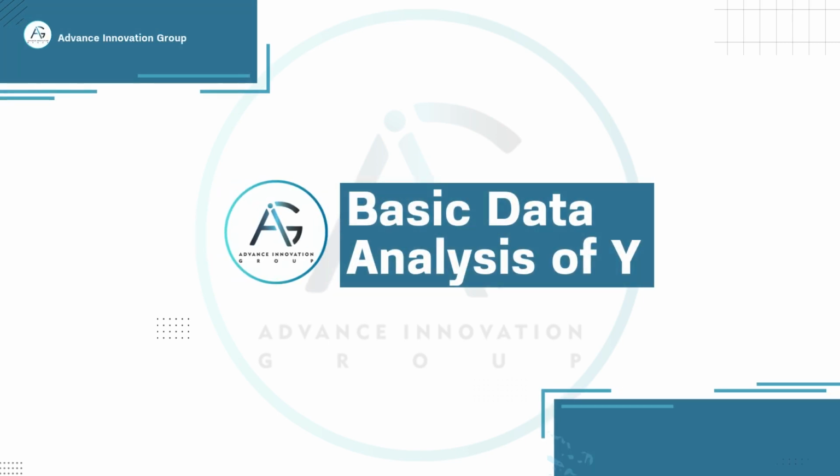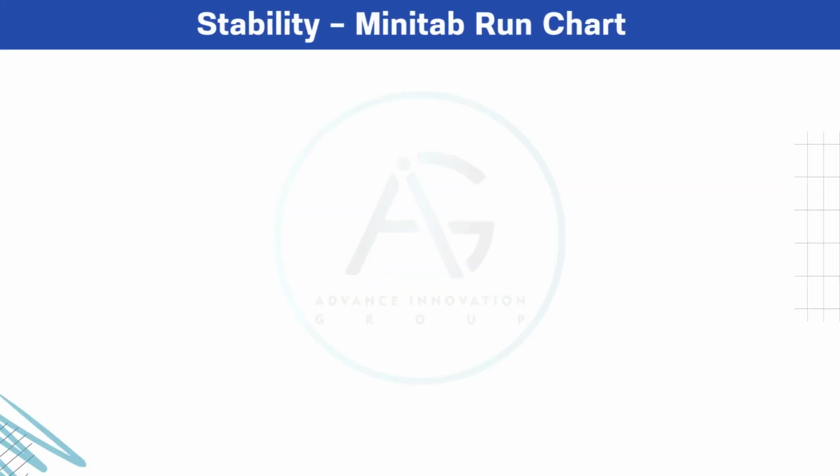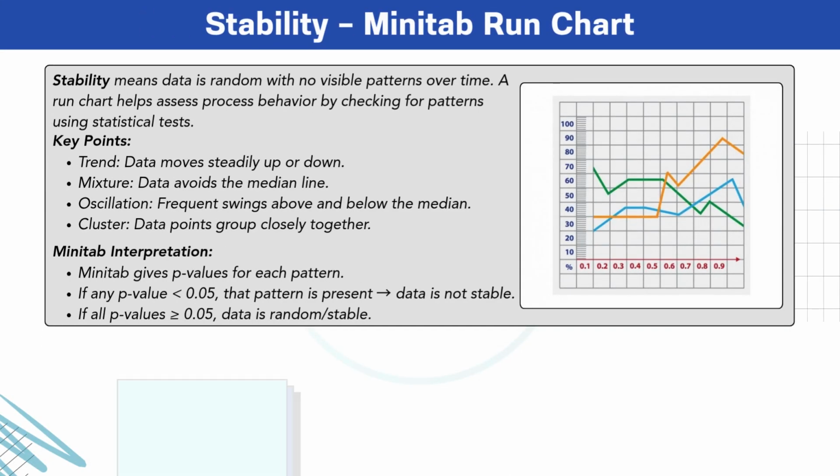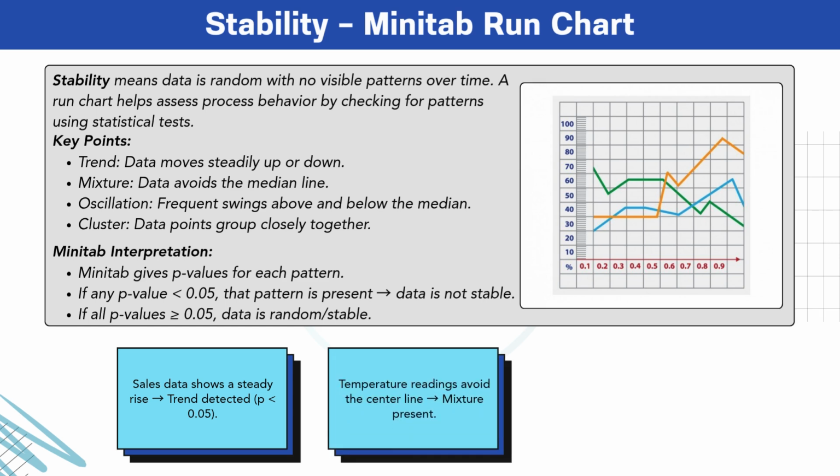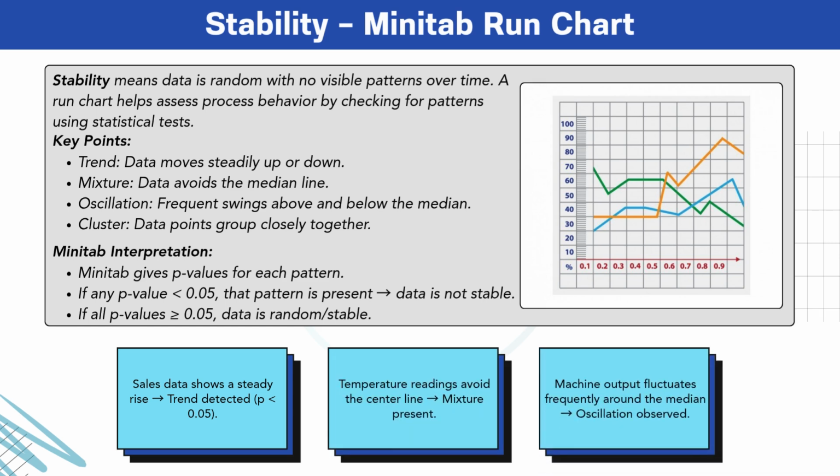Basic data analysis of Y. This slide explains how we use Minitab run charts to assess the stability of a process. Stability means that the data behaves randomly with no visible patterns over time. If a process is unstable, it may indicate underlying issues or changes affecting performance.